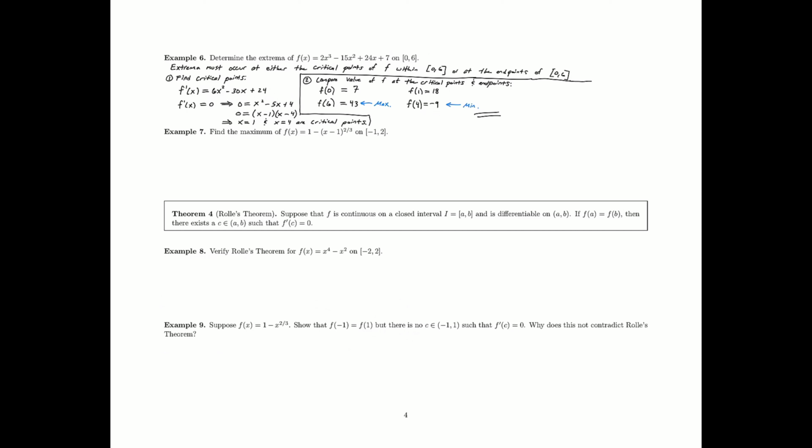All right, next example that we have here, we are to find the maximum of the function f, defined here, on the interval -1 to 2. So, very similar to the previous example. We'll first begin by finding critical points. So find the critical points, which we do by first taking the derivative.